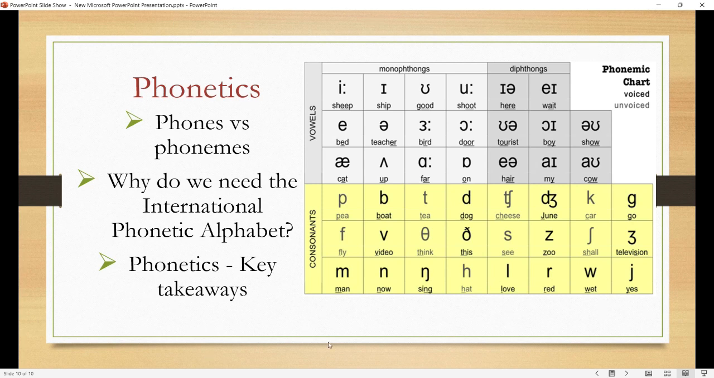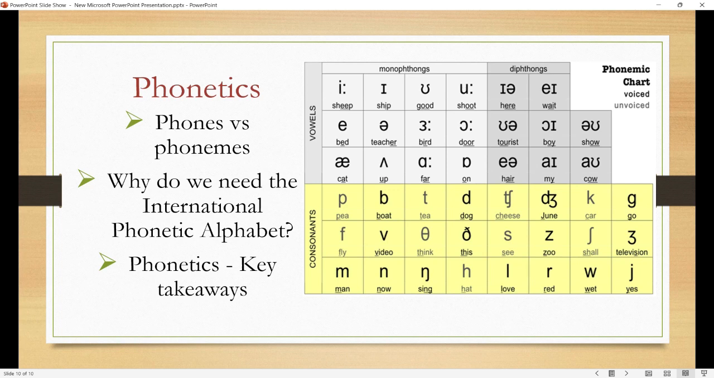Phones vs. phonemes. A phone is a physical sound. When you speak, make a sound, you produce phones. Phones are written between square brackets. A phoneme, on the other hand, is the mental representation and meaning we associate with that sound. Phonemes are written between slashes.